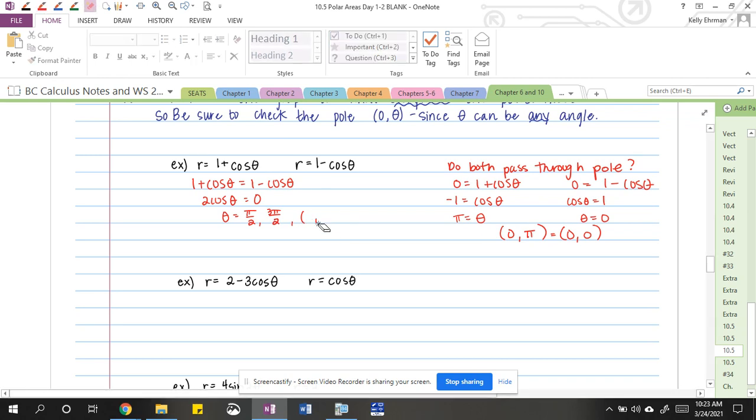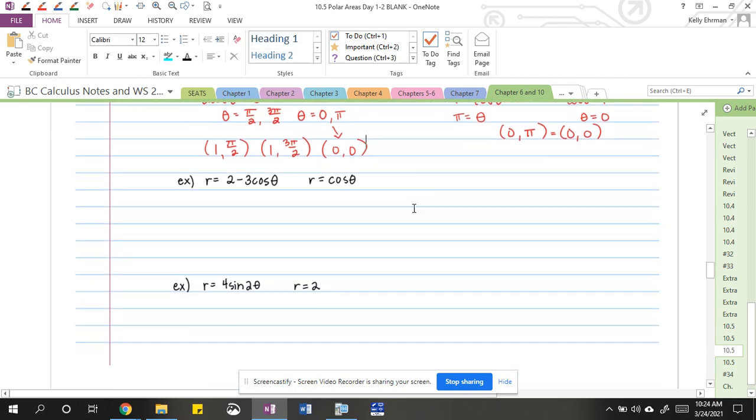So my point of intersection, or my ordered pair, can be (0, 0) or (0, pi). So at pi over 2, when I plug in pi over 2, I can have (1, pi over 2). That's one point of intersection. (1, 3 pi over 2). And then (0, 0), or I could have said (0, pi) as well.